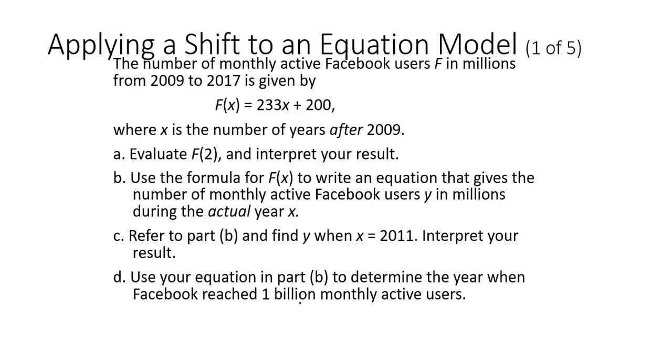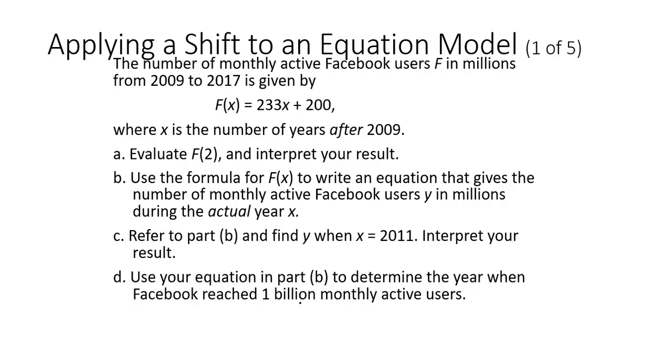So let's take a look at some application problems here. The number of monthly active Facebook users, capital F, in millions from 2009 to 2017 is given by f of x is equal to 233x plus 200, where x is the number of years after 2009. Part A, we want to evaluate f of 2 and interpret your result.